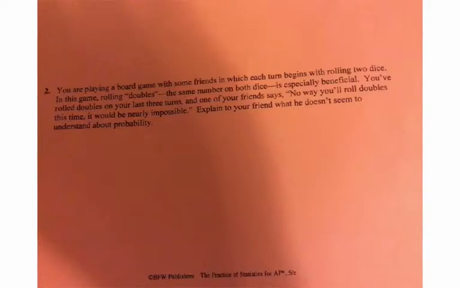Okay. Problem number 2 says, you're playing a board game with your friends in which each turn begins rolling 2 dice. In this game, doubles, the same amount on both dice, is beneficial. You've rolled doubles on your last 3 turns, and one of your friends says, no way you'll roll doubles this time. That would be nearly impossible. Explain to your friend what he doesn't seem to understand about probability.